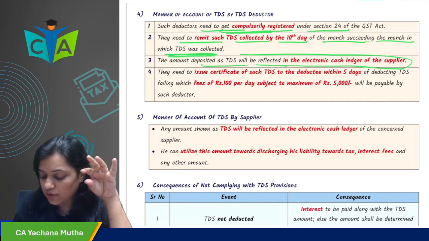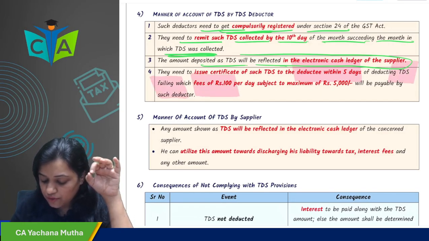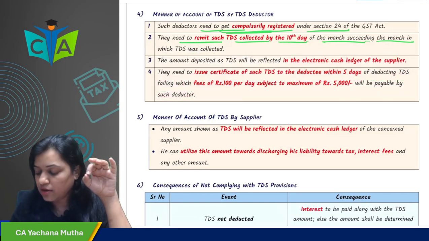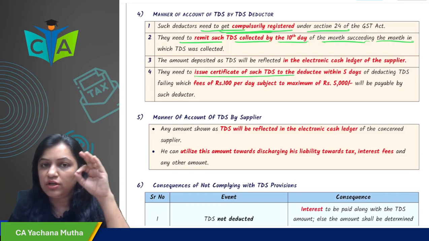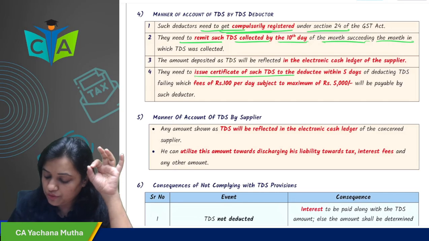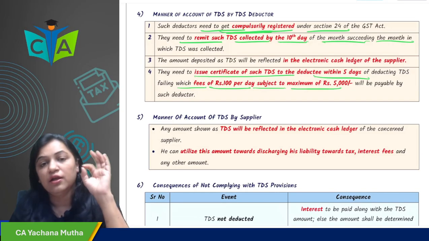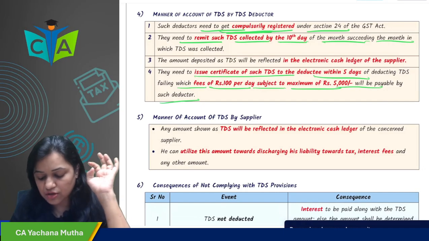You have to issue a certificate within 5 days of deducting the TDS, failing which a fee of 100 rupees per day, subject to a maximum of 5,000, will be payable by such deductor. So you have to issue the certificate of TDS to the deductee within 5 days of deducting TDS, failing which a fee of 100 rupees per day, subject to a maximum of 5,000, will be payable by such deductor.